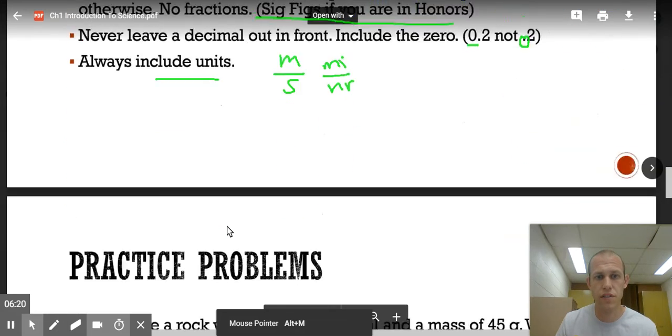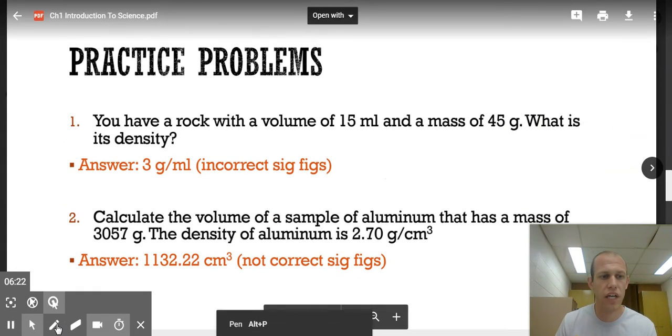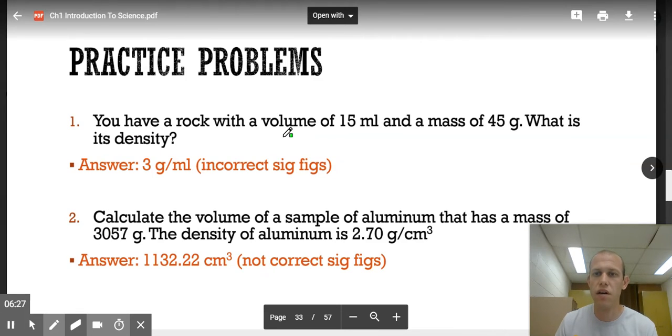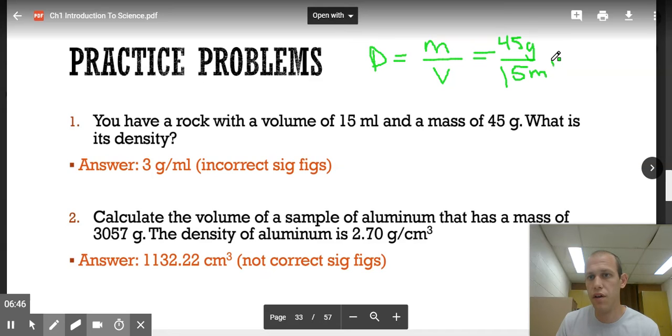So always remember units. For an example, when we're talking about this problem, you have a rock with a volume of 15 milliliters and a mass of 45 grams. What is its density? Density is calculated by the mass divided by the volume. So I would take 45 grams, notice I'm going to write the G for grams, divided by 15 milliliters, and I'm putting that label in. So when I take 45 divided by 15, I get 3, and those labels are going to stay. And that is the label of my answer.